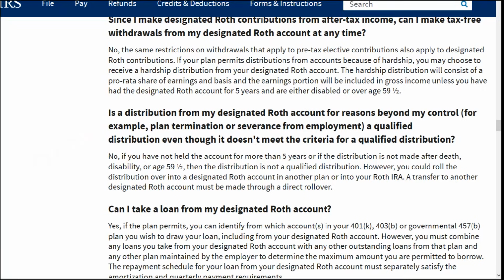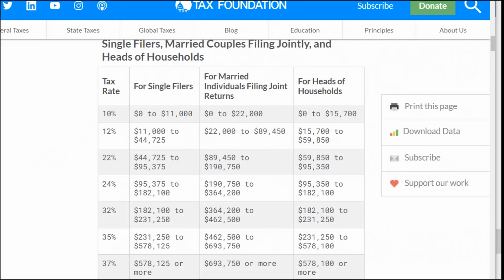People often assume that all of their income is taxed at their highest tax bracket or their marginal tax rate, but that's not the case. You generally pay tax at several different tax rates. So for example, in 2023, if you're a single filer, your first $11,000 of income is taxed at the lowest rate of 10%. The next $33,375 is taxed at the next rate of 12%, and it continues from there.